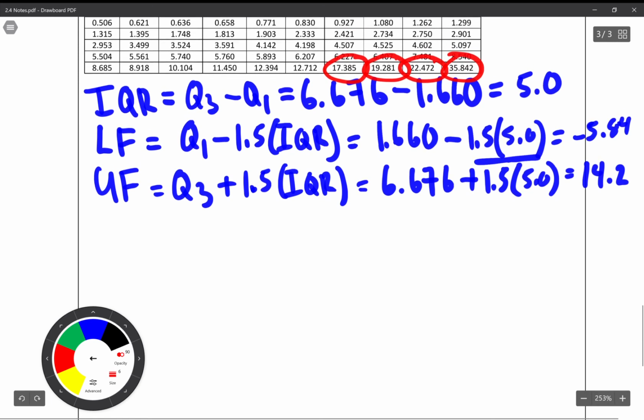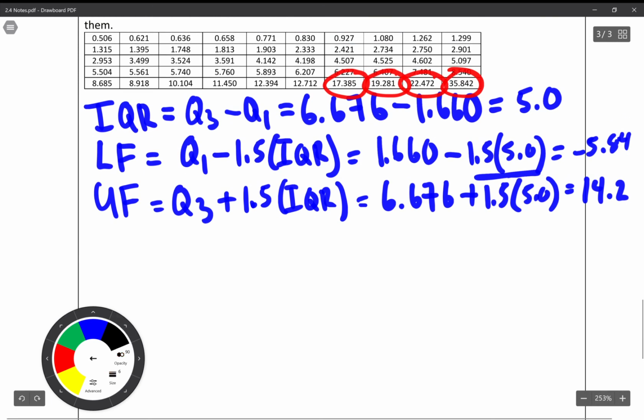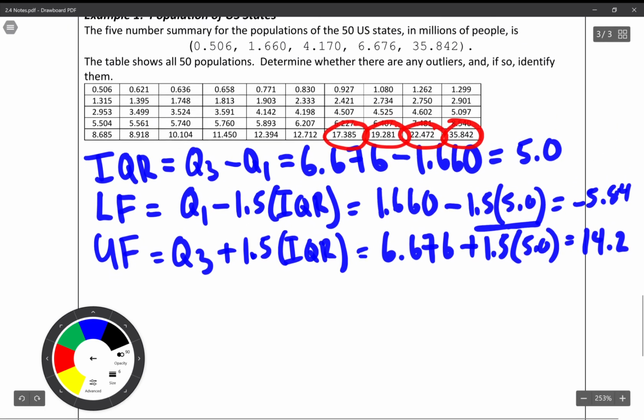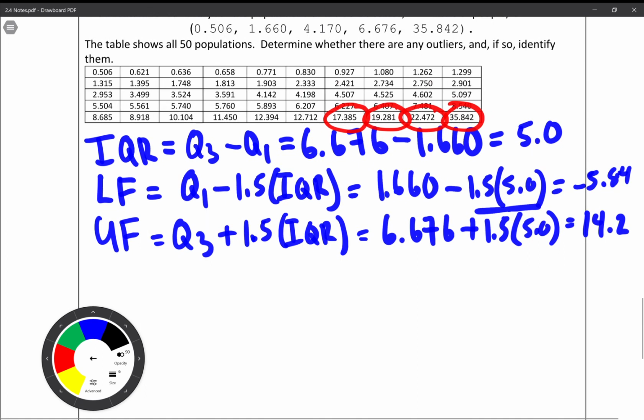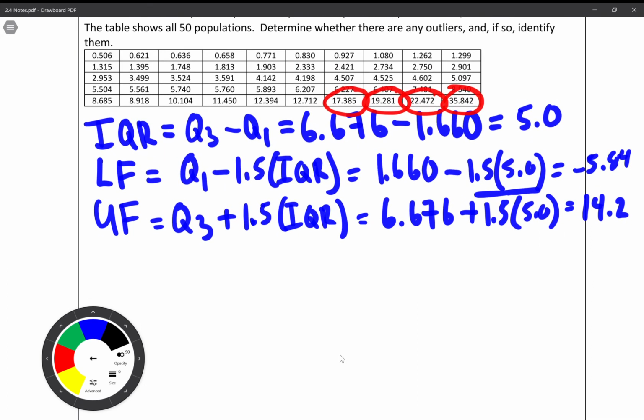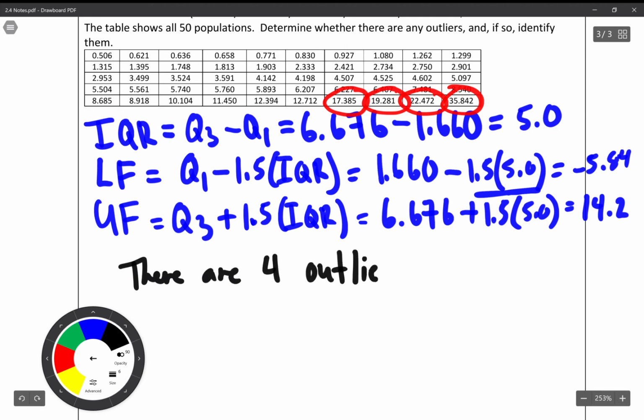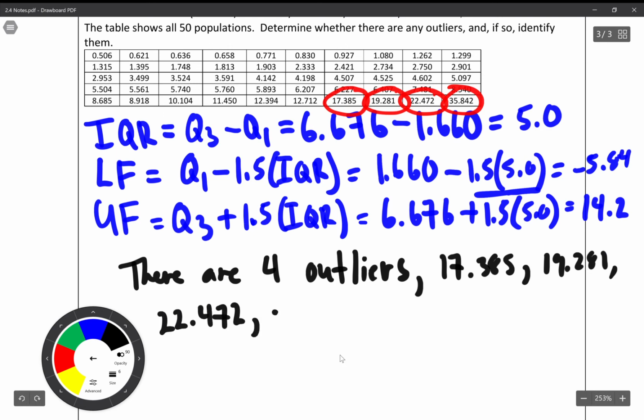Obviously we're going to answer this in a complete sentence, right? Shout out to third grade. Remember that? You can't just say yes or no. Determine whether there are outliers. If so, identify. So we just let our teacher know exactly what the outliers are, to be specific.